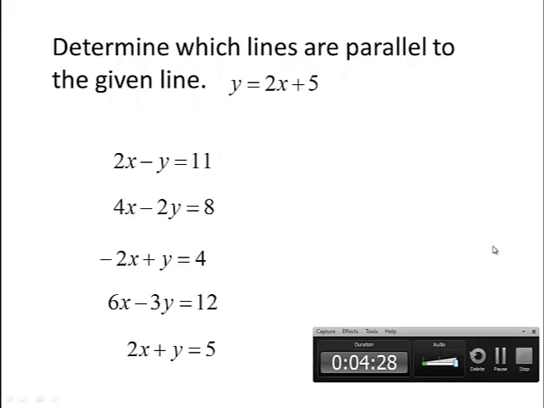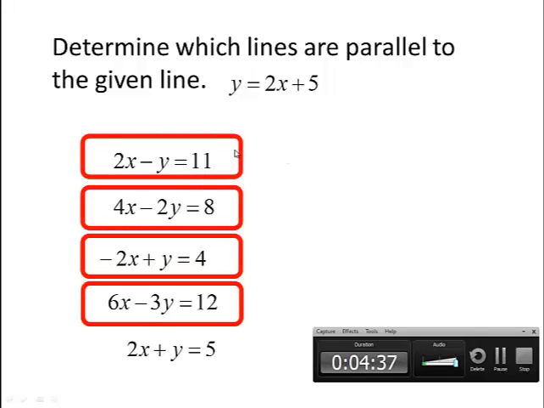Determine which are parallel. So you're going to find the slope for any of these, all of these, solve these for y, and you'll find that these all have a slope of 2, and this one has a slope of negative 2. So these are parallel, this one is not, because they're not the same slope.